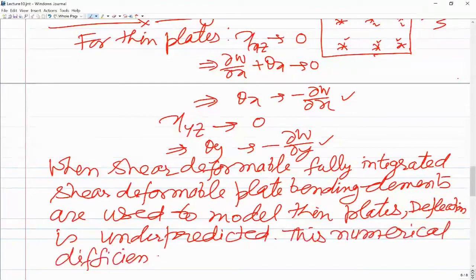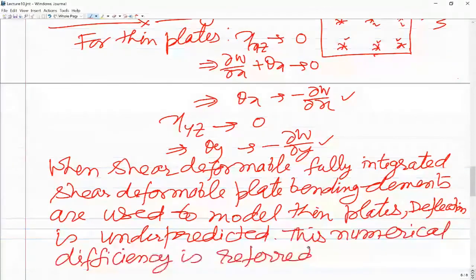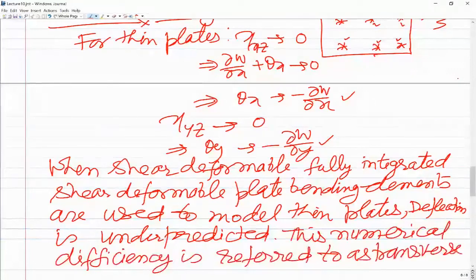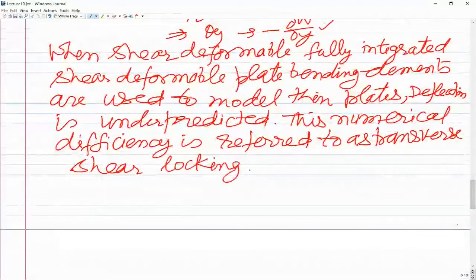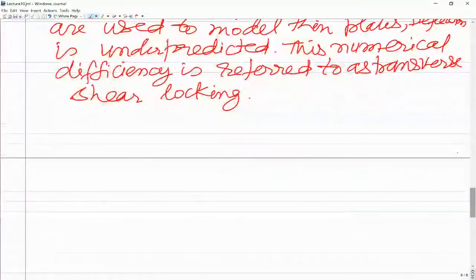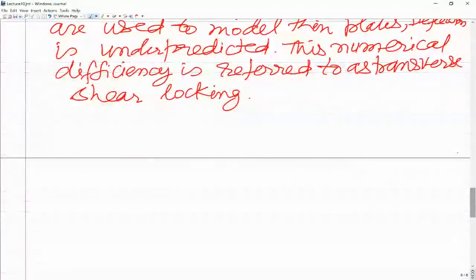This numerical deficiency is referred to as transverse shear locking. Shear locking. So this is what I explained. Let me explain the reason why it happens like this. Because now the transverse shear part of the stiffness is over predicted, so the stiffness is more, so the deflection is less. So how does that happen?